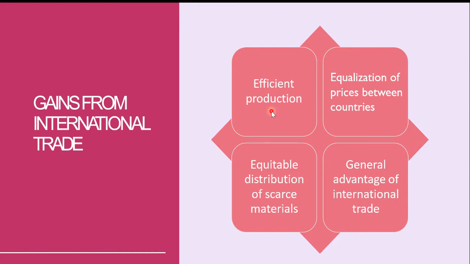First, we saw efficient production. Next, we saw equalization of prices between countries. Third one, equitable distribution of scarce material. Last one, what are the general advantages of international trade? There is an availability of variety of goods for consumption.